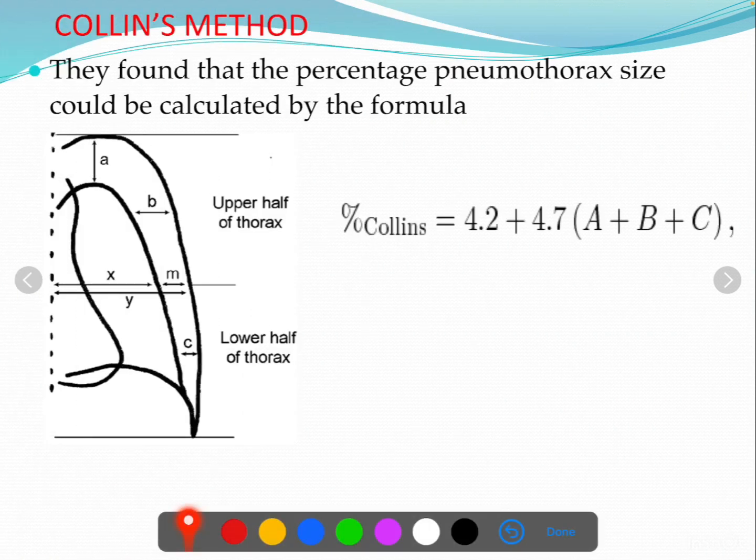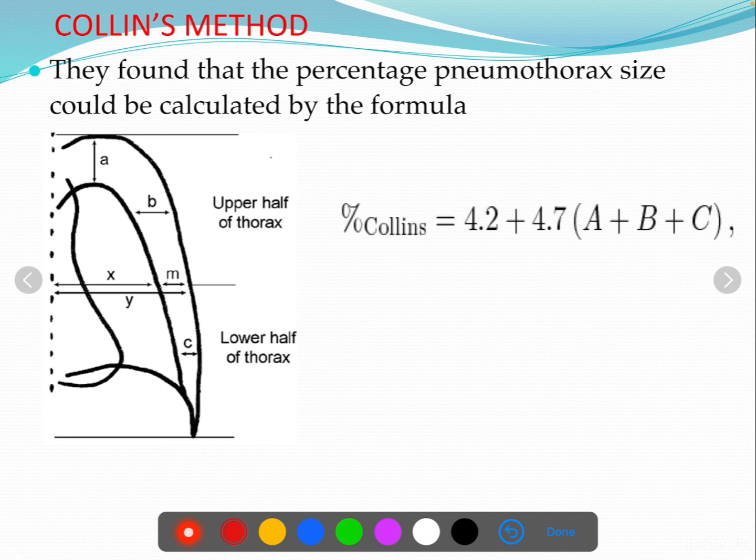So they found that the percentage pneumothorax size could be calculated by this formula. At the apex, we will take this distance A, which is the distance between the parietal and visceral pleura only, like between the chest wall and the lung only. At the upper half, we will take point B, and at the mid of the lower half, we will take point C. So we take a constant 4.2 plus 4.7 into A plus B plus C. So this is a very simple formula.